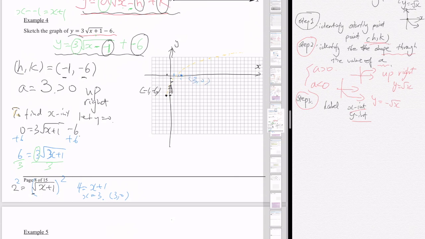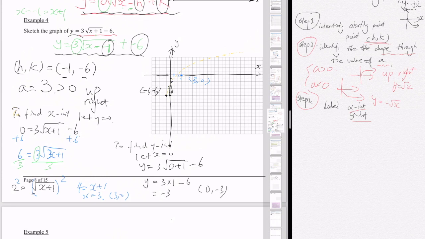Okay, so now I'm going to do the same thing. To find the y-intercept, let x equal to 0. So y equals 3 square root of 0 plus 1, minus 6. So I'll have y equal to 3 square root 1, so that's 1, minus 6, so that will be equal to negative 3. Okay, so now my y-intercept is going to be (0, -3).